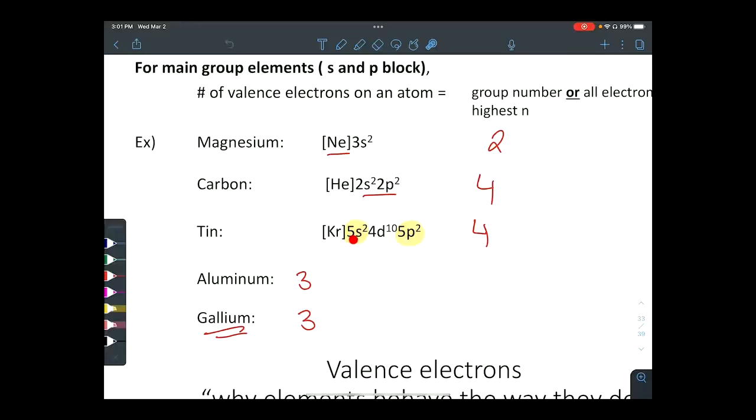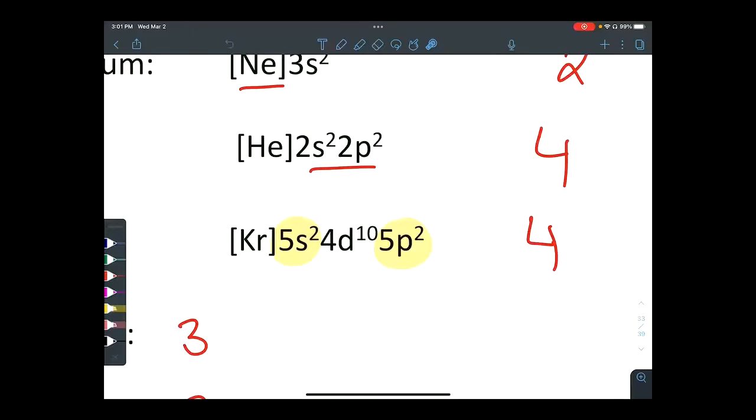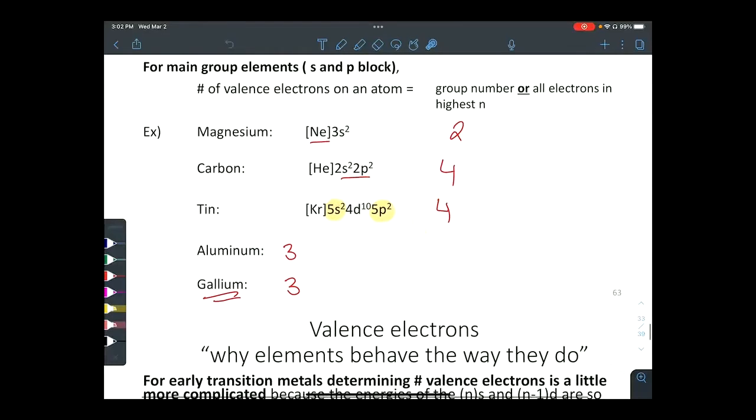Tin, if we write out the full electron configuration, you see that we include this 4d10. It's completely filled, but recall the rule here. We only count electrons from the highest N value. So is 4d part of the highest N? No. So we do not count those 4d electrons. We only count the 5s and 5p, but then it still follows our rule. How many valence electrons? 4 valence electrons, because tin is in group 4A. But remember, we're not counting those D electrons for those main groups.